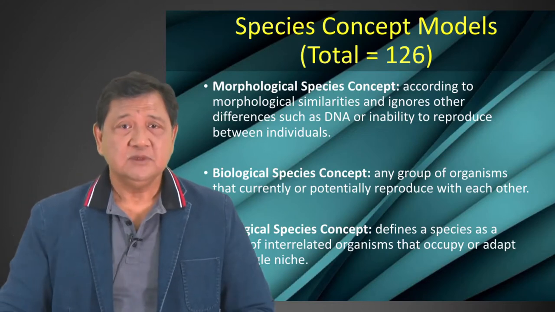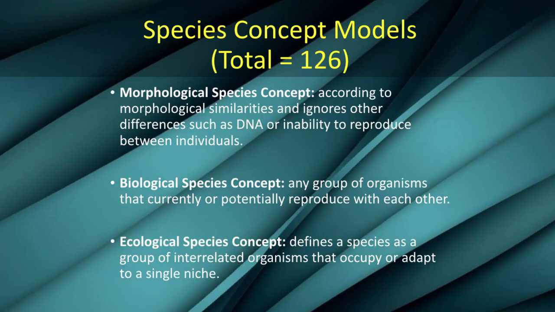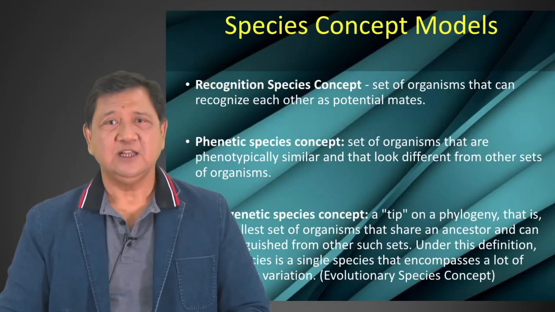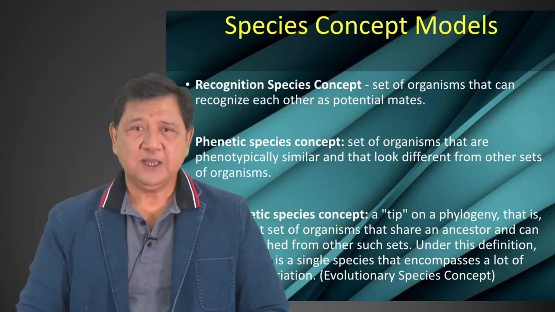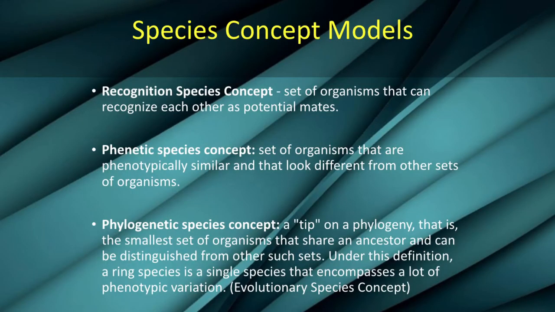There is also ecological species concept, defines a species as a group of interrelated organisms that occupy or adapt to a single niche. There is also what we call the recognition species concept, a set of organisms that can recognize each other as potential mates. There is also what we call phenetic species concept, a set of organisms that are phenotypically similar and that look different from other sets of organisms. Another one is phylogenetic species concept.